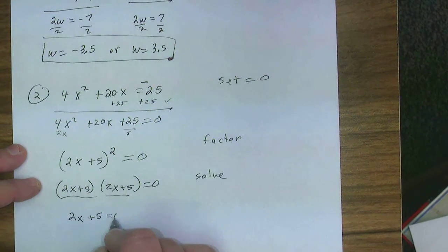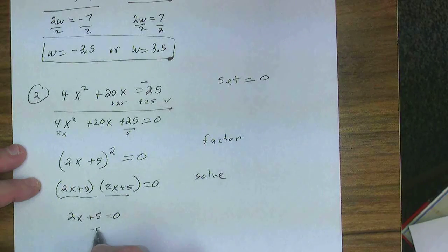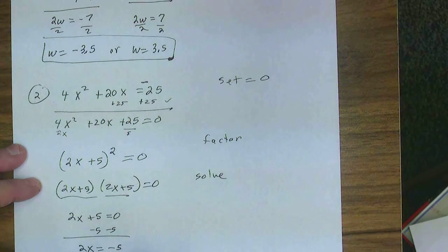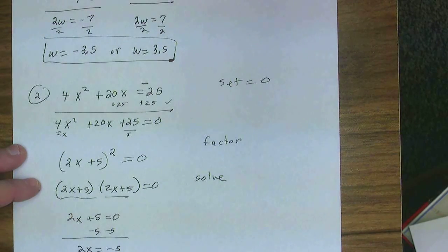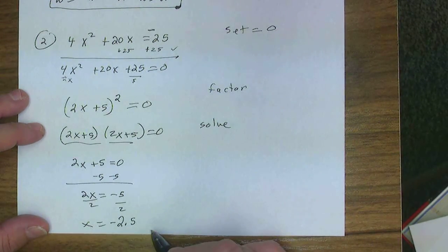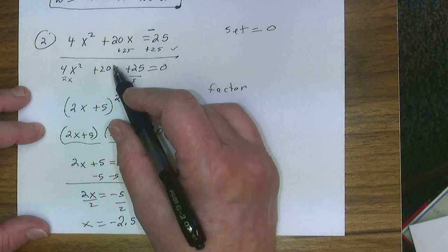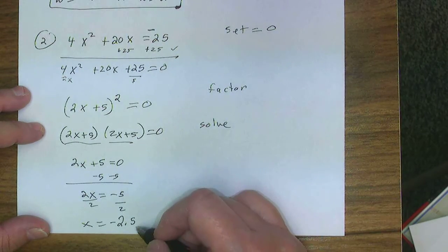2x plus 5 equals 0. Set the factors equal to 0. Subtract 5. You get 2x equals negative 5. Divide by 2. You get x equals negative 2.5 is the final answer. Sorry, that was at the bottom. This is called a double root. Both answers are the same.